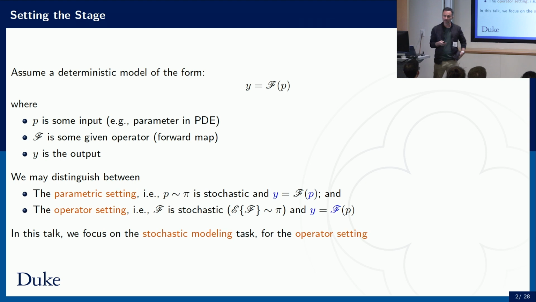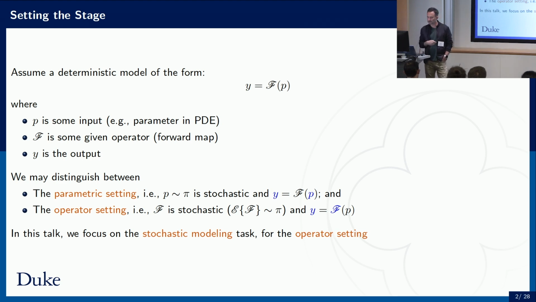When you do UQ, you have essentially two types of settings you can be interested in. One is the so-called parametric setting, where P is stochastic, and could be infinite dimensional, like a random field, or finite dimensional, like a random vector. P is stochastic, in blue, and F I'm going to keep deterministic. Then you're interested in, for instance, propagating the uncertainties onto Y. Or if you are more of an inverse problem person, you get observations on Y and try to get the distribution of P.